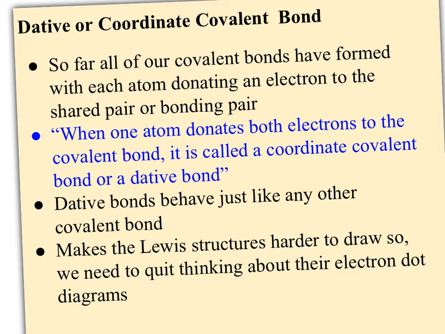And dative bonds behave just like any other covalent bonds. So it's not like we have to draw it differently or signify it differently, but it means we have to think a little bit different about our Lewis structures because they're going to get a little bit messy to draw. So we're going to look at a new system to use that will work whether it's a dative bond or just a regular old covalent bond. This method will work for any covalent bond. And in fact, it works especially well with multiple covalent bonds.